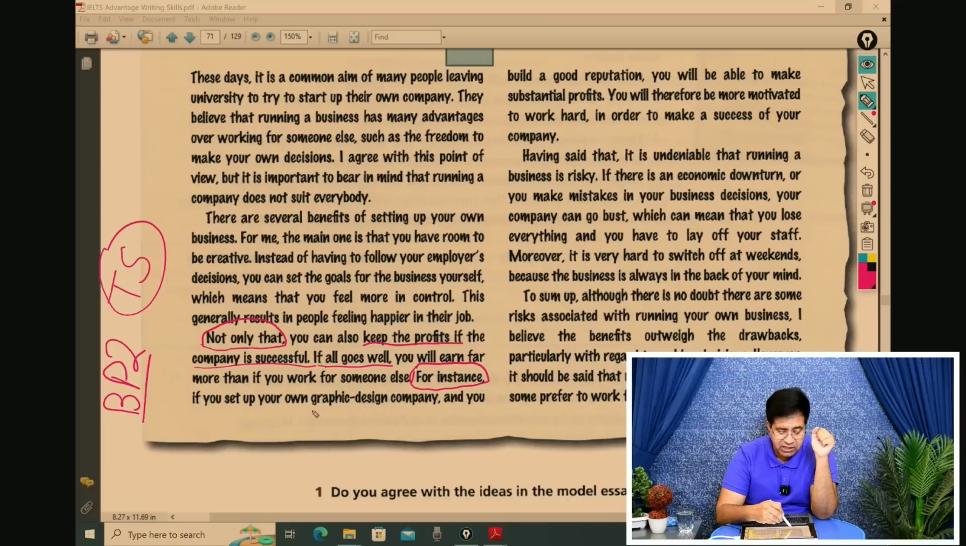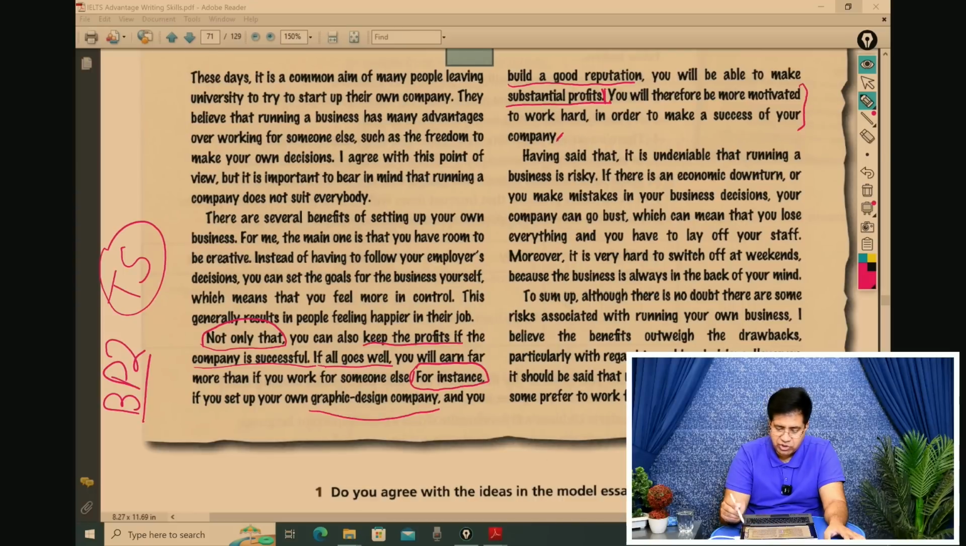Okay, for instance, if you set up your own graphic design company, you can have anything, graphic design company, comma, and you build a good reputation, means you have a good reputation, you will be able to make substantial profits. See that? We are not going beyond profits. We are talking about profits here throughout this paragraph. So you will be able to make substantial profits. You will therefore be more motivated to work hard in order to make a success of your company. This is the concluding paragraph.